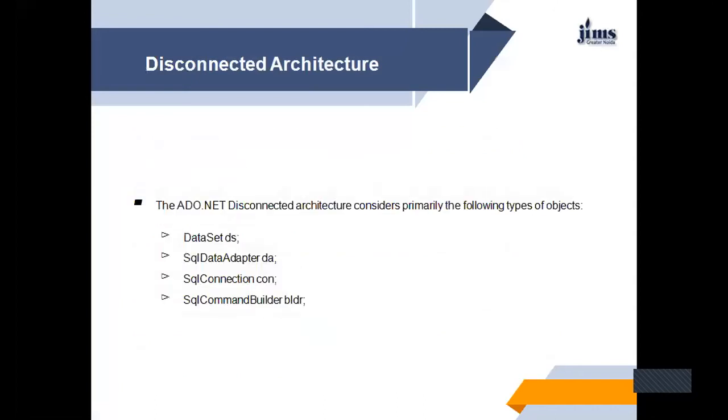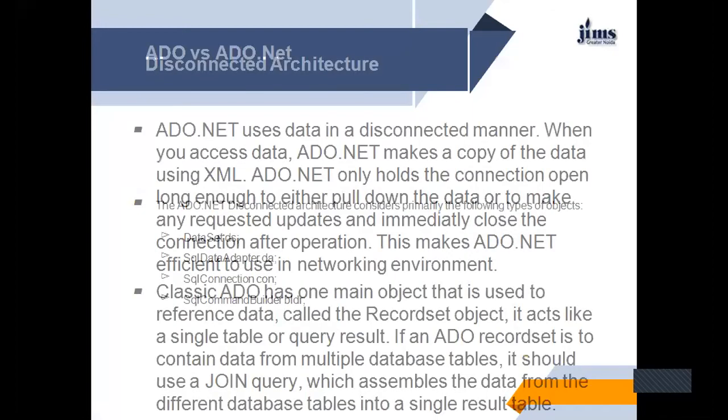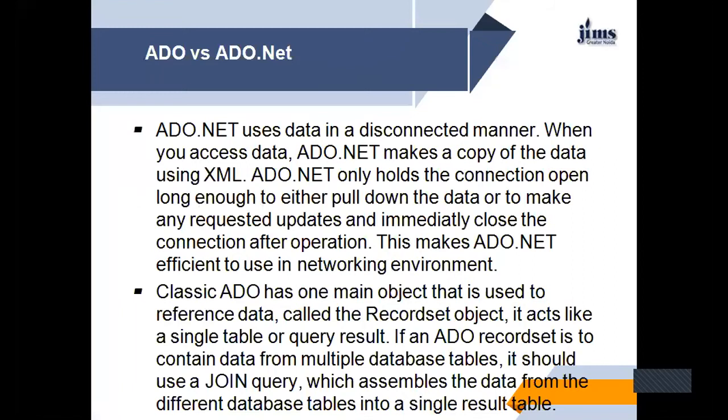The ADO.NET disconnected architecture considers primarily the following types of objects: dataset, DS, SQL data adapter, SQL connection, and SQL command builder. These four types of objects are used for disconnected architecture. Coming back to the continuing discussion of ADO versus ADO.NET.